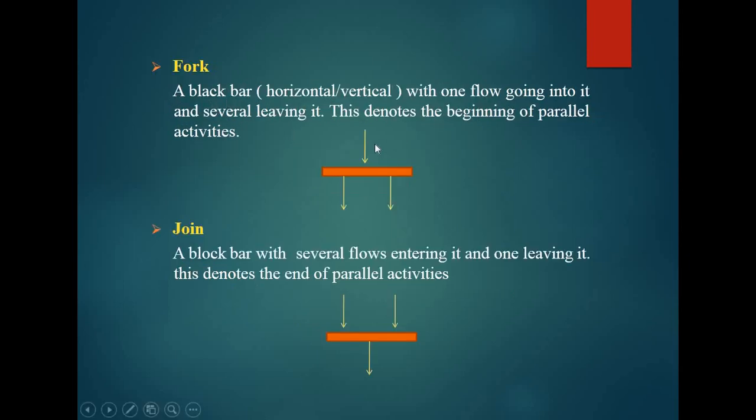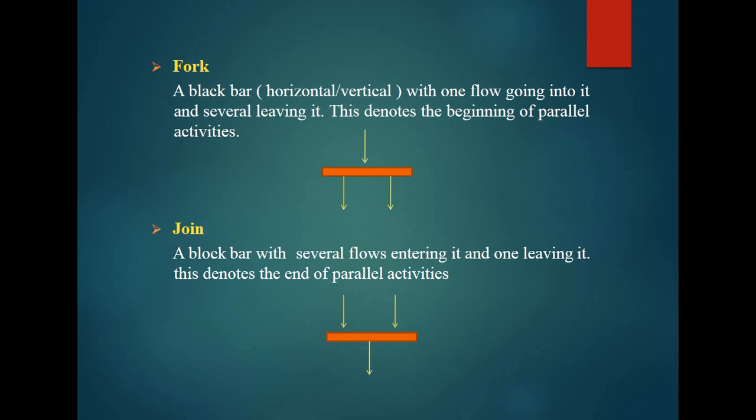Fork means to separate, means if we have a flow and we want to separate it, then we will use this type of symbol and it will be used for a fork. The black bar with one flow going in and several leaving, this denotes the beginning of the parallel activities, means from one activity we can start other parallel activities. It can be two activities, it can be more also.